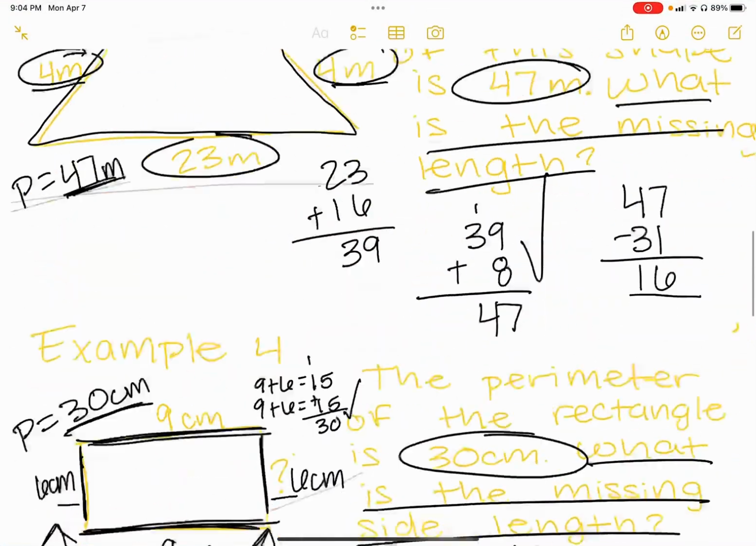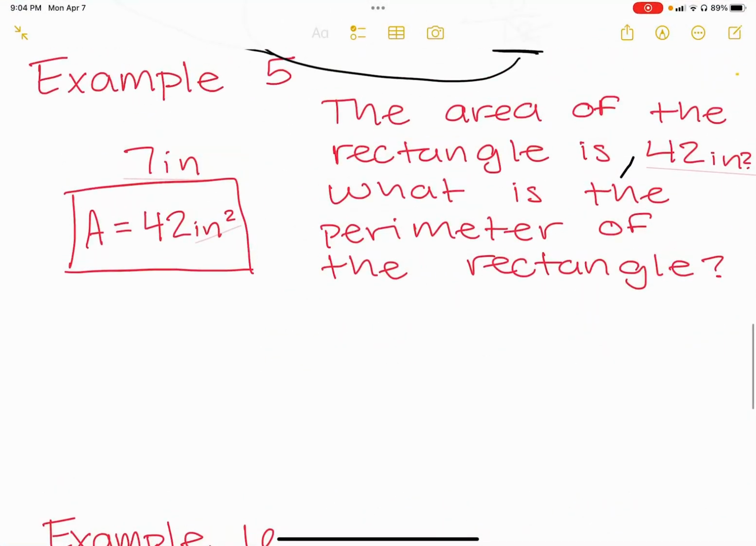This is going to be perimeter part 3, so these will be more of our challenging problems. Example 5. The area of the rectangle is 42 inches squared. What is the perimeter of the rectangle? So you might be thinking, how can I use area to figure out perimeter? Well, to figure out perimeter, I need to know the distance around a shape.